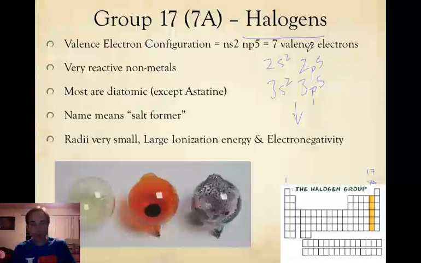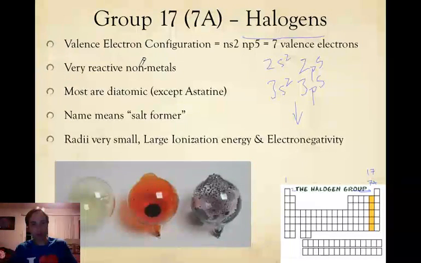Notice that I don't have a 1s2, 1p, whatever, because the first energy level doesn't have a p sublevel. So all halogens are in the second energy level and below. They also have 7 valence electrons, because if we add up the s and the p sublevels, it's 2 plus 5, which gives us 7.